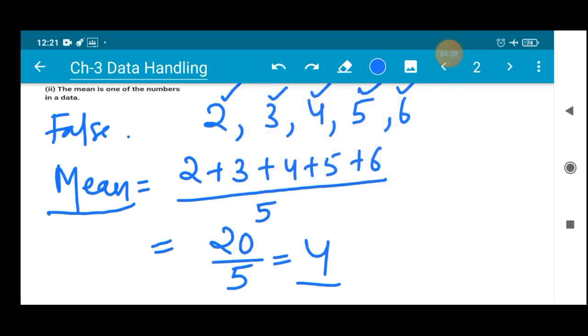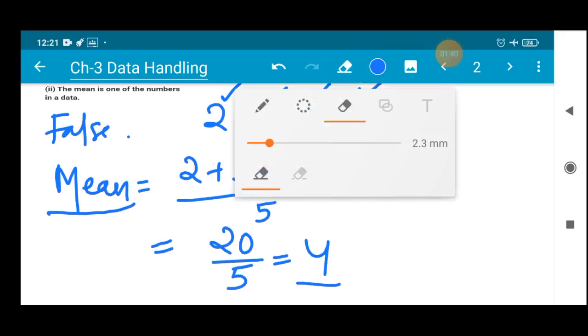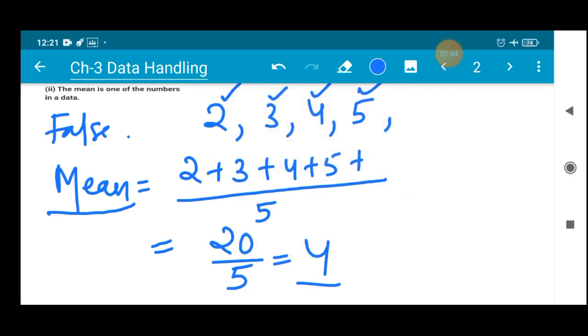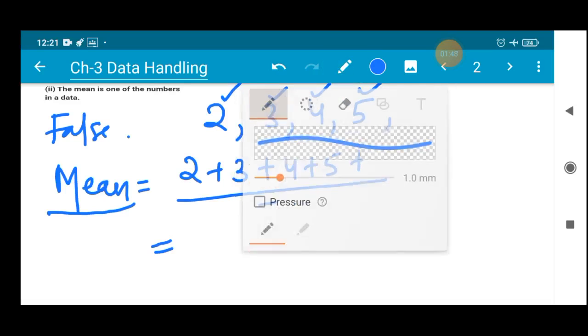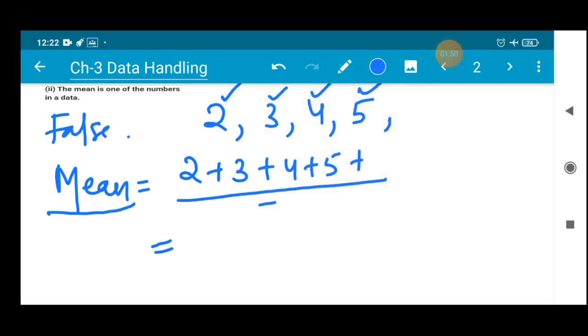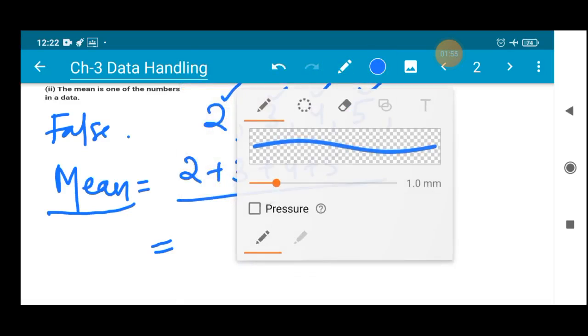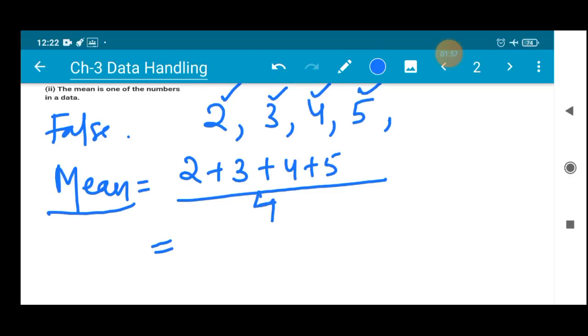So how do we prove that? Let us see. Suppose there is no 6. Now what is the change? The observations are 2, 3, 4, 5 only. Then the number of observations is 4. If you add 2 plus 3 is 5, 5 plus 4 is 9, 9 plus 5 is 14, then 14 divided by 4.